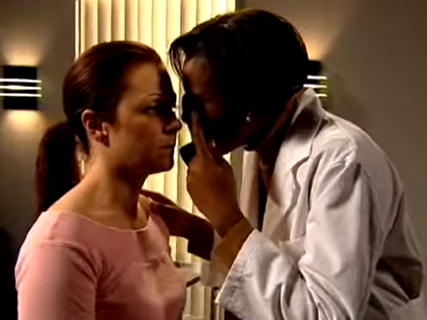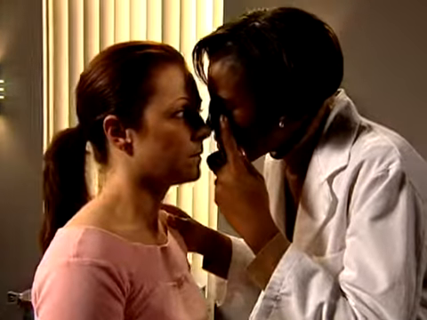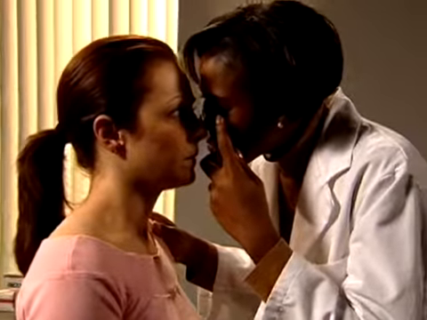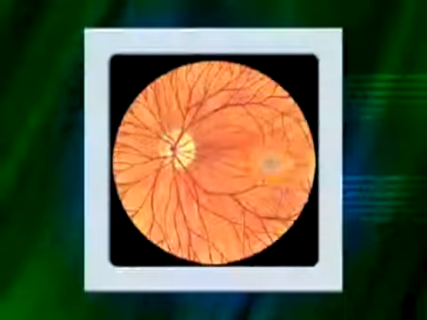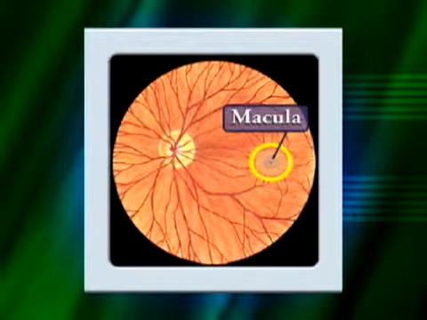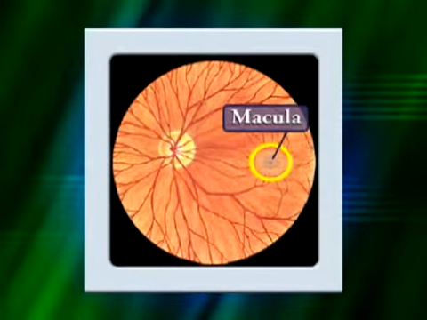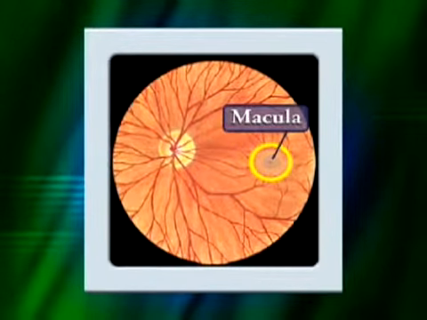Now look directly into the light. This brings the macula into your field of vision. The macula should look like a yellow dot, surrounded by a deep pink area, and should have no blood vessels. Great. Let's give your eyes a moment to rest, and then I'll check the right eye. Let me know when you're ready.